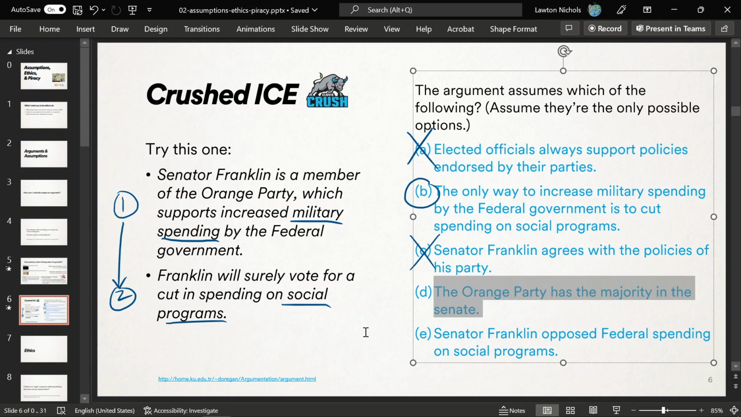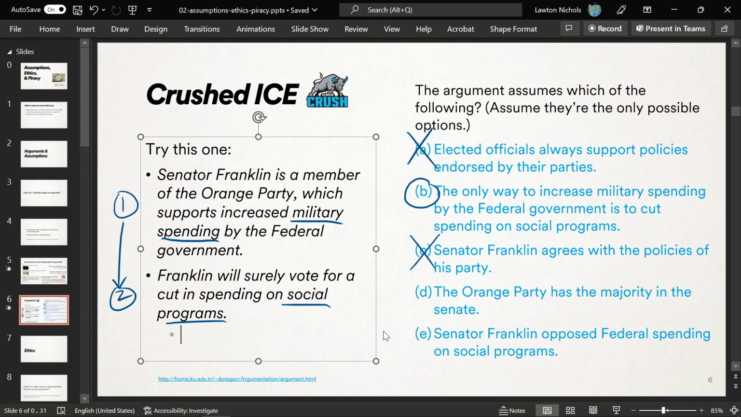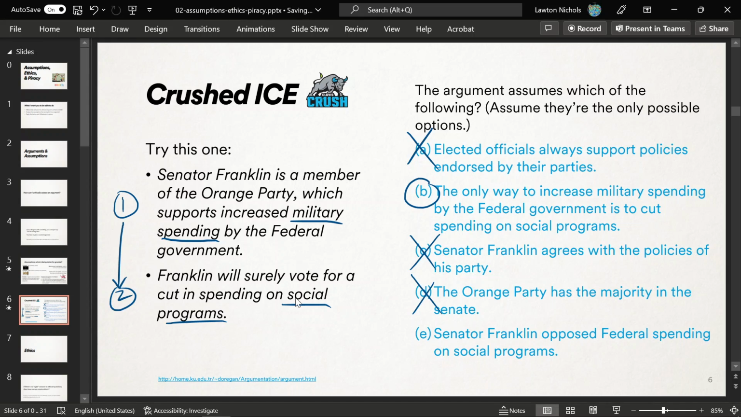The Orange Party has the majority in the Senate. That means nothing about how Franklin will vote. You don't have to vote a certain way depending on your majority. I don't think it's affecting anybody in our Congress. They still vote the way they want to vote, right? No link again between those two bullets.